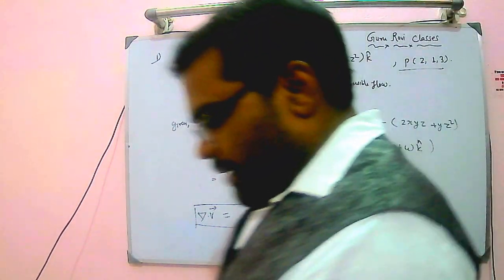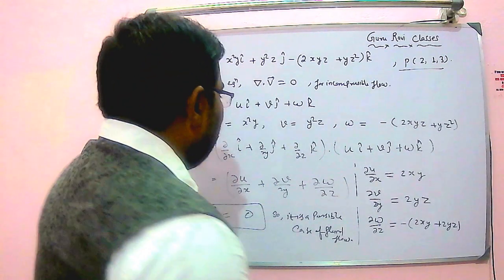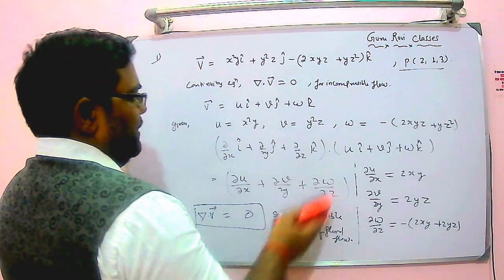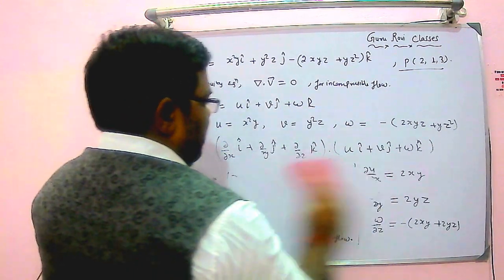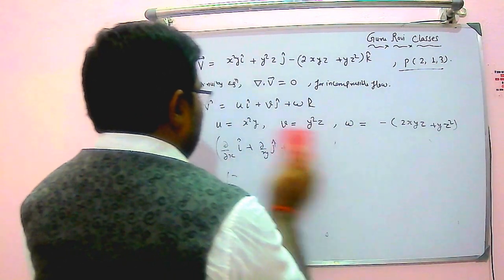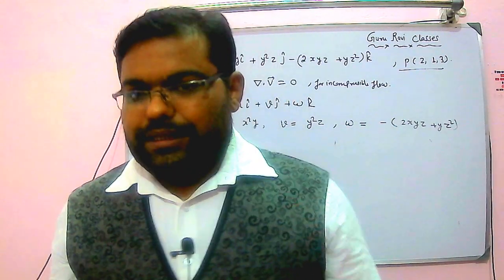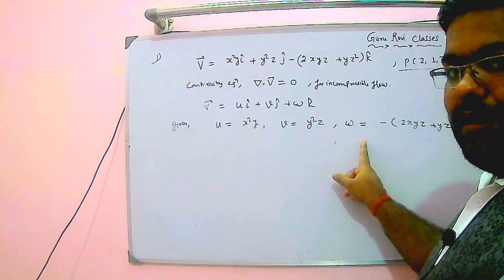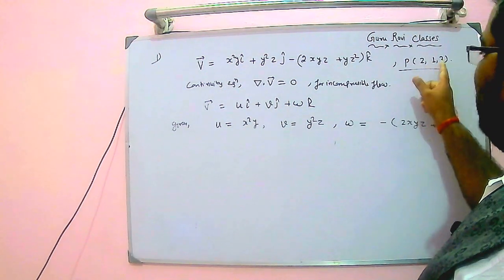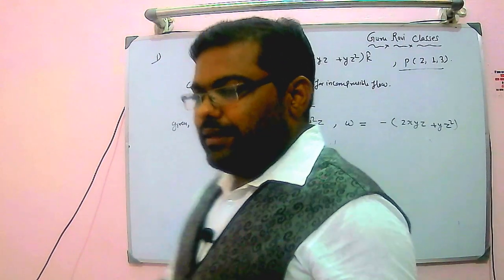Now we'll go for the second part, which is about the velocity vectors at this point. So I'm erasing this and coming back here. The velocity components u, v and w are given. I will substitute the values x = 2, y = 1 and z = 3. Just substitute here.